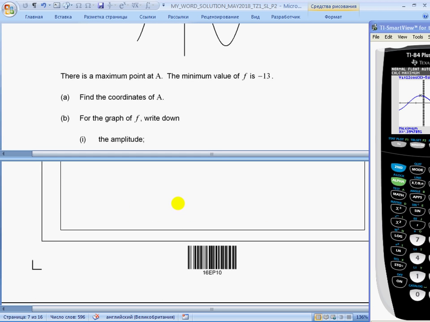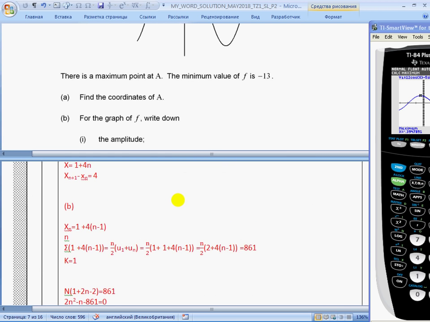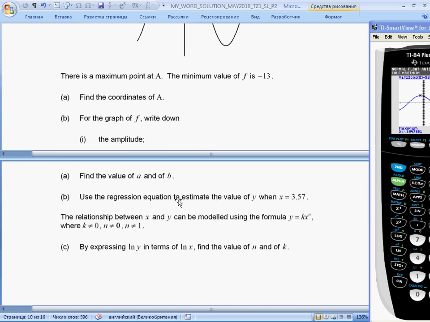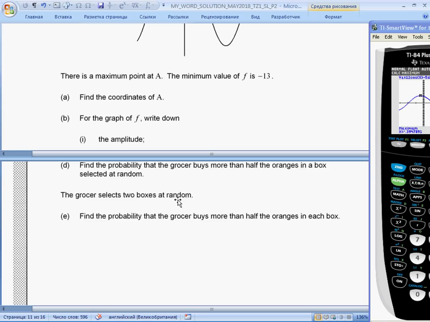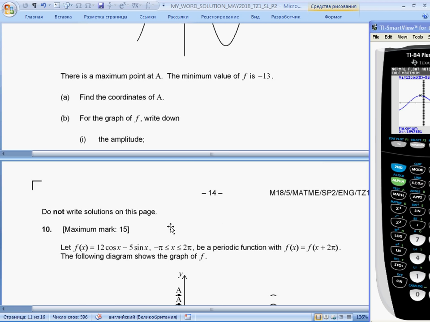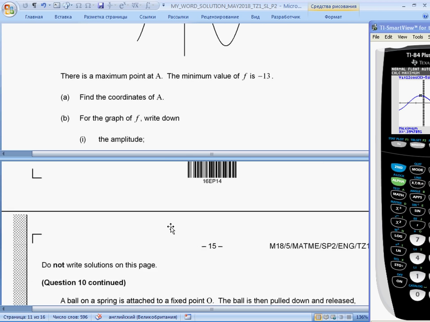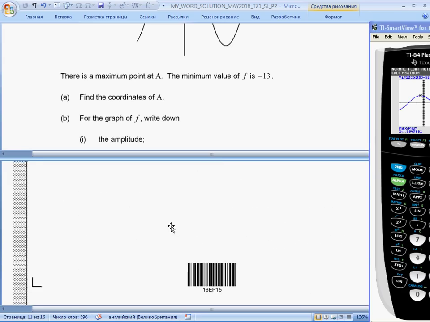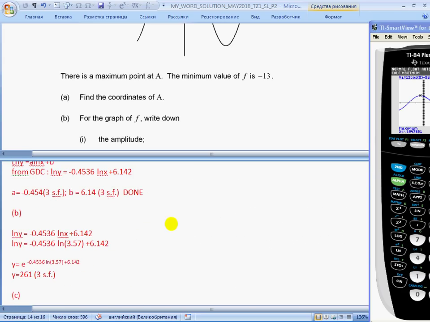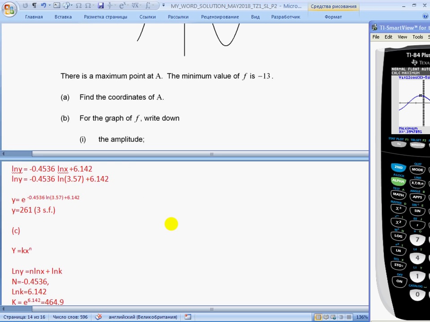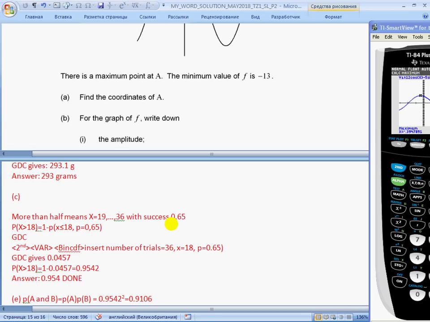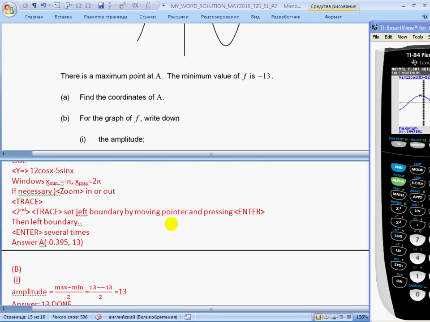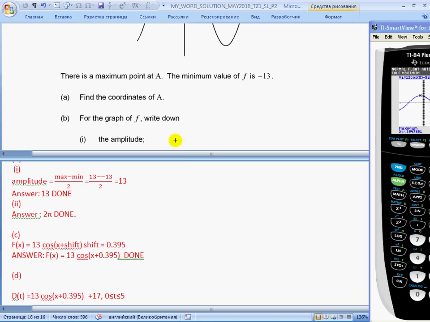We are asked to find amplitude. So we understand that our function goes from maximum 13 to minimum minus 13, as they say here. It means that amplitude will be the difference divided by 2. So 13 minus minus 13 divided by 2 gives us 13. Right, so amplitude is 13.